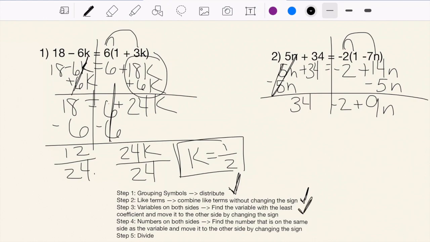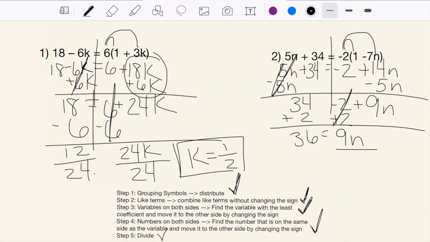And that's step 3. Step 4, numbers on both sides. So we want to get this 2 over to the other side. Since it's -2, we're going to add it. So that'll give us 36 on this side. That'll cancel, and then we're left with 9n on this side. Last step is we're going to divide. So divide by 9 on both sides, n equals 4.